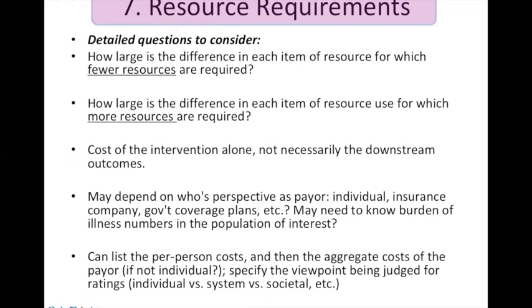What's the cost of the intervention alone? That may be just at the ED level. It may not have to do with downstream costs, what have you. And economic evaluations in general require a lens from the perspective of who's the payer, an individual, an insurance company, government plan, a hospital, whatever. So you might need to know the burden of illness numbers for the population of interest, and then you can start to calculate per person costs and then aggregate costs for all of those groups that we discussed, and how these viewpoints are being judged and rated. And this is all kind of higher, more detailed economic information that having an economist or somebody who's familiar with this methodology on your guideline panel is a good idea.